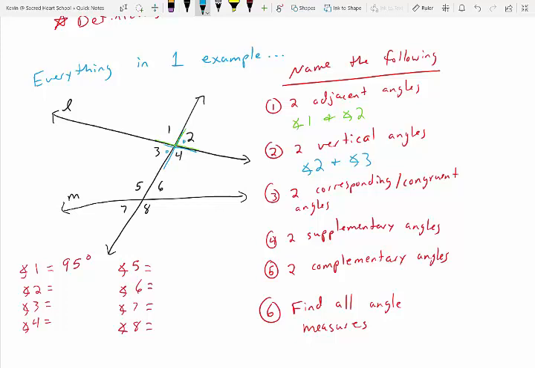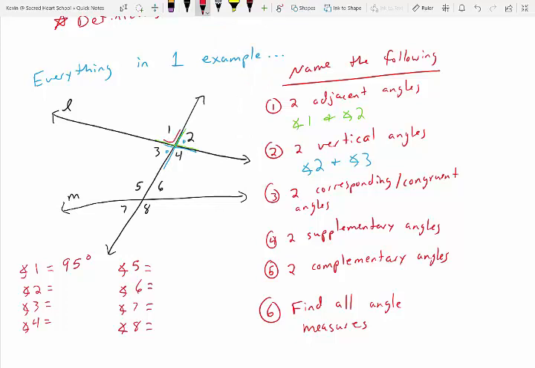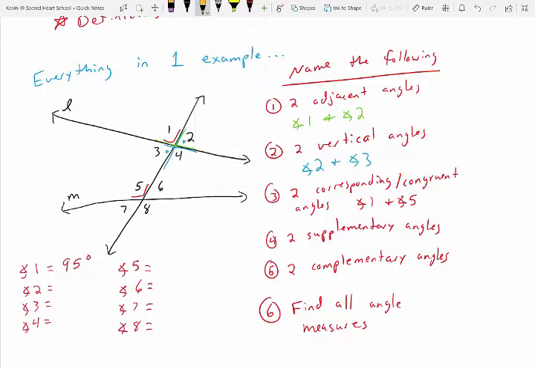2 corresponding congruent angles. Corresponding angles lie on the same side of a transversal and they're in the same spot, and their measures are equal. So we have angle 1 and angle 5 form corresponding and congruent angles. 2 supplementary angles, angles that add up to 180 degrees. So they're going to add up and make a straight line. So here's a straight line, and I'm going to say angle 8 and angle 6 are supplementary.